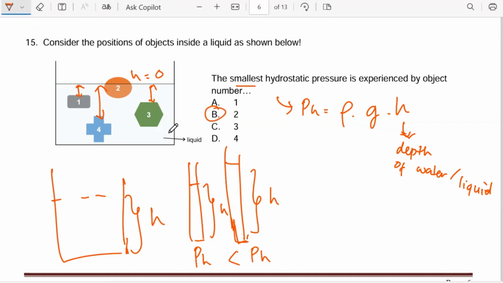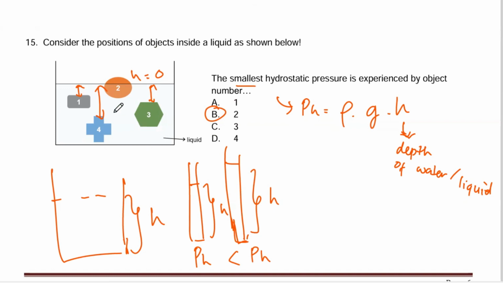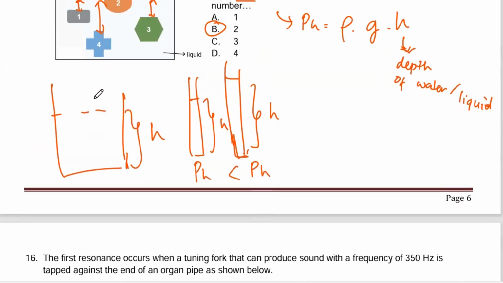It's not even shallow. Yeah, it's actually just floating. So the h is 0. That's number 15. Then number 16.